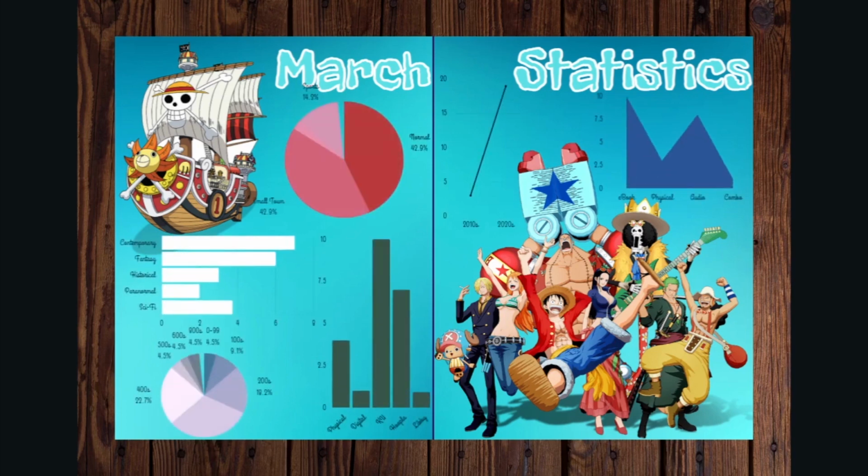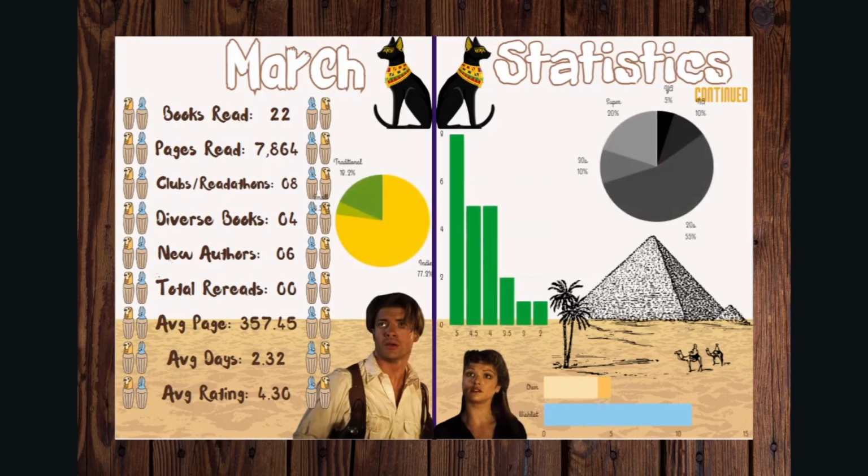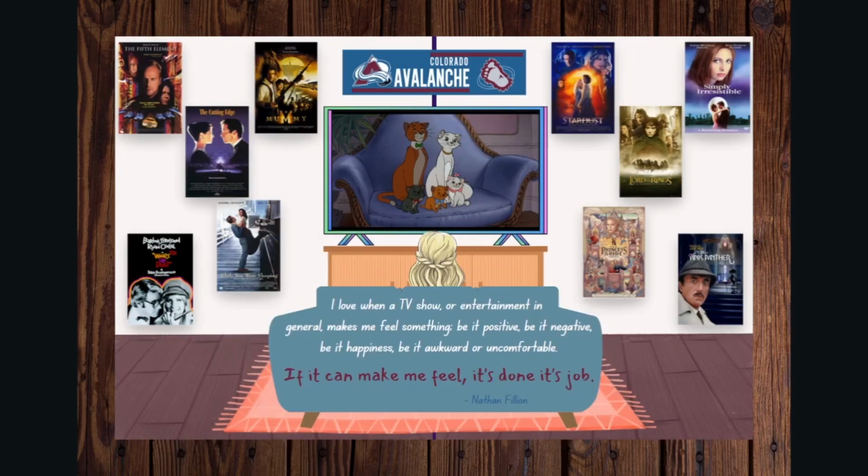Then we have statistics, page 1. I went with One Piece. And then we had to do the Mummy for my other stats. I found these really cute canopic jar icons that I used as my bullet points because I'm obsessed. And for my closing, I did favorite movies. It was a hard time narrowing them down. And then we have a quote from Nathan Fillion just about TV shows and entertainment.